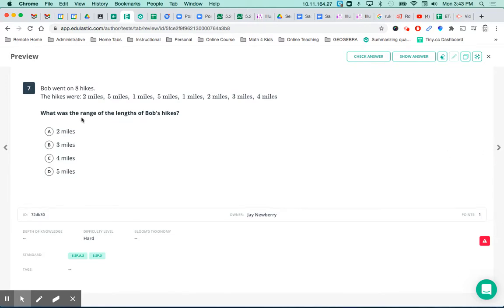Okay, here's a range one. We take our biggest and our smallest. The most miles that Bob went on a hike was 5, and the least miles was 1. 5 minus 1 is 4. So 4 would be our range.